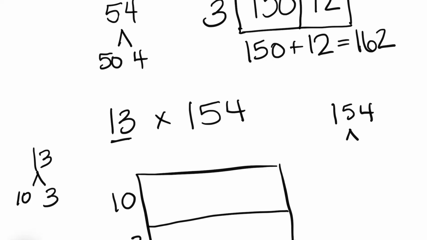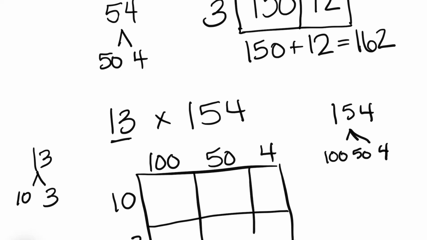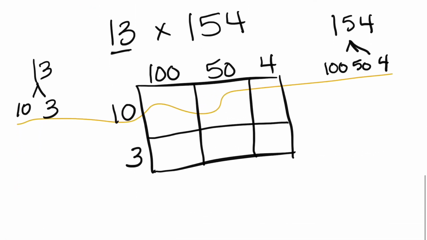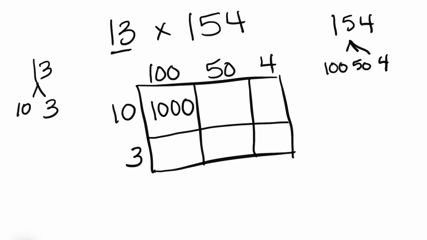Again, you could do any numbers you want. We're going to break it down. I'm going to use 150 and 4, breaking it down into the place values. So now I'm going to multiply each square, the area of each square. So I'm going to do 10 times 100 equals 1,000. 10 times 50 is 500. 10 times 4 is 40.